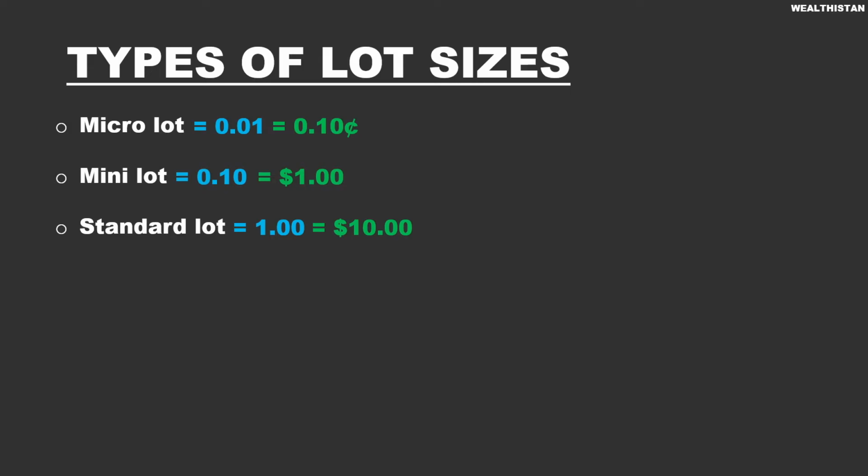But a micro lot is every pip movement is 10 cents. For a mini lot, every pip movement is $1, and for a standard lot, every pip movement is $10. So let's say you gain 30 pips in a standard lot, you'd make $300. So it's literally that simple.